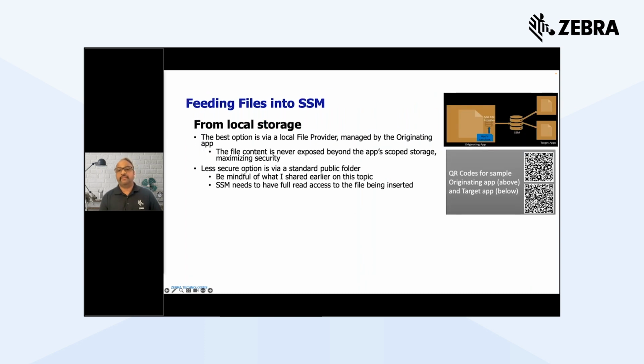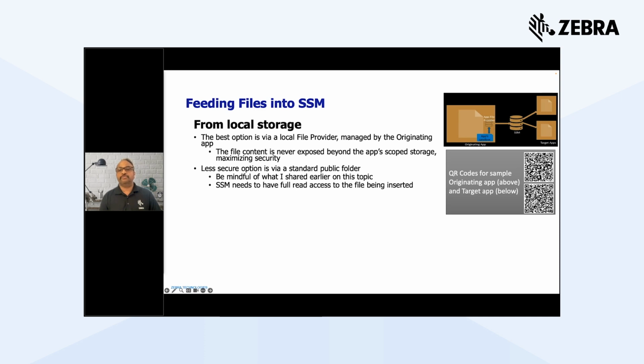When sharing files between apps, it is important to consider security. If you want to share files from your local storage, the best option is to use a local file provider managed by the originating app. This method is the most secure because the file content is never exposed beyond the app's scope of storage. A less secure option is to share files via a standard public folder. However, be mindful that public folders are all read-writable, so any app on the device can access them.